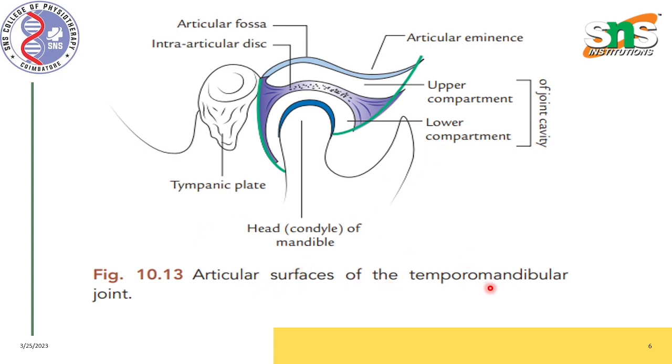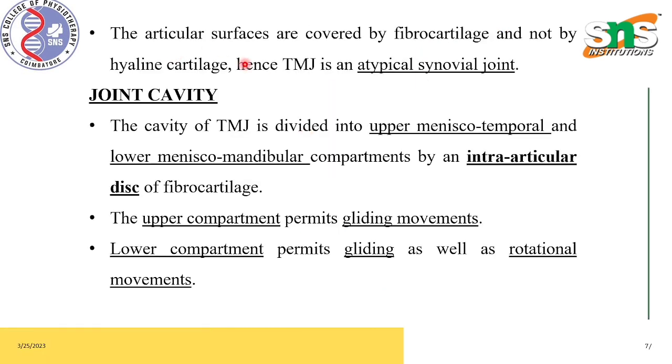So this is the articular surface of the temporomandibular joint. This is the proximal articular surface and this is the distal articular surface. In between there will be a joint capsule, and the joint cavity is divided into two parts, upper part and lower part, by the articular or intra-articular disc. The articular surfaces are covered by fibrocartilage, not by hyaline cartilage. Hence, the temporomandibular joint is an atypical synovial joint.